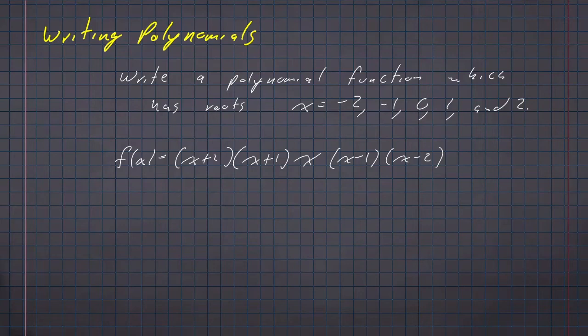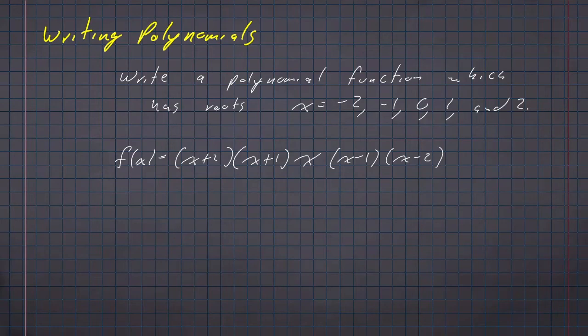Now, there's not a lot of detail given about this polynomial. We could take any of these roots and raise it to a power, because it doesn't say that the multiplicity of each of them is 1. We could multiply in some other stuff, because it doesn't say that these are the only roots. We'll fix that in the next problem.